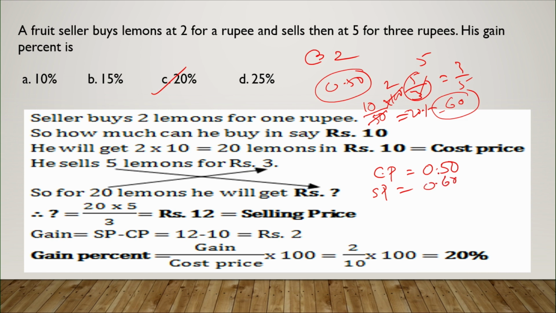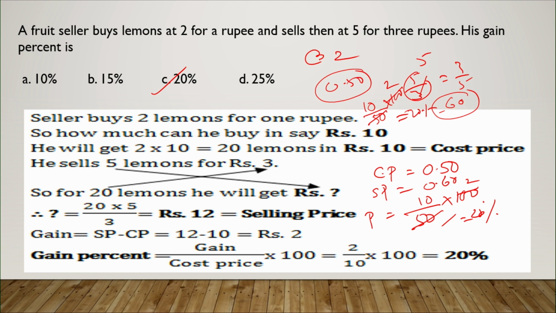Then you find the percentage gain. Gain percentage means profit percentage: selling price minus cost price, that is 10 paisa, over the cost price of 50, into 100. That gives a profit percentage of 20%. Is it clear? So in this manner you can calculate.